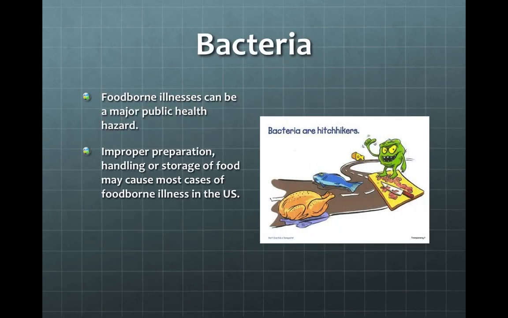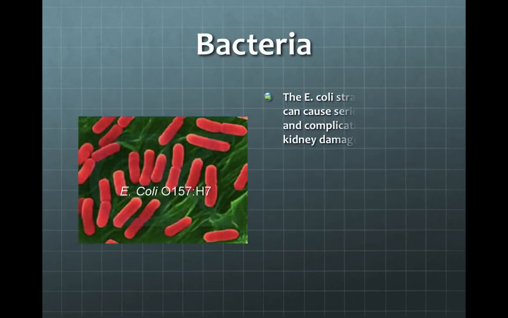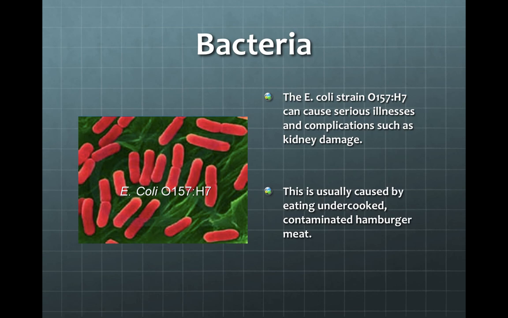All right, let's talk about food. Foodborne illnesses can be a major public health hazard. Improper preparation, handling, and storage of food may cause some cases of foodborne illnesses in the U.S. This would be the case with Chipotle. So this one right here is E. coli O157:H7. This is the one that caused the problems with the romaine lettuce about 2 years ago.